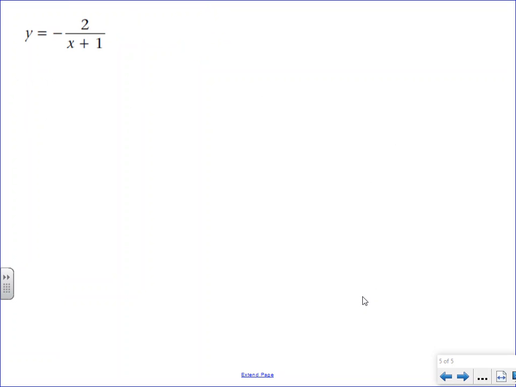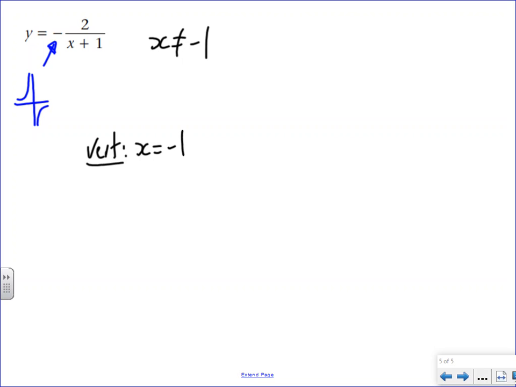I'll just do one other one. So here's a negative fraction this time. I'm going to go through this one a bit faster. So again, this is a negative fraction because it has that negative sitting at the front. That means it's going to be looking like that this time. It's going to be in those two quadrants. The next thing we'll want to do is we'll say that x can't equal negative 1. So that means our vertical asymptote is going to go through x equals negative 1.